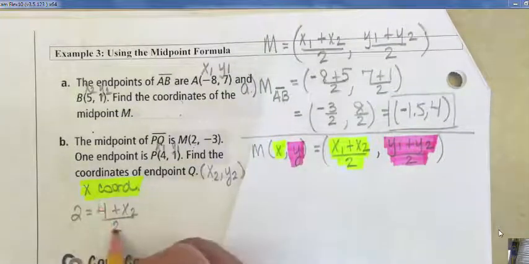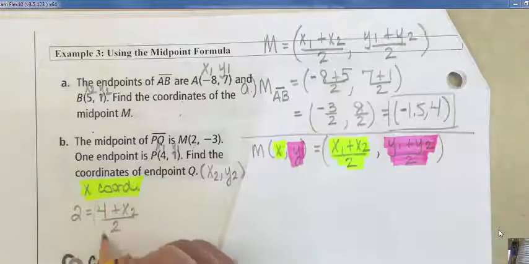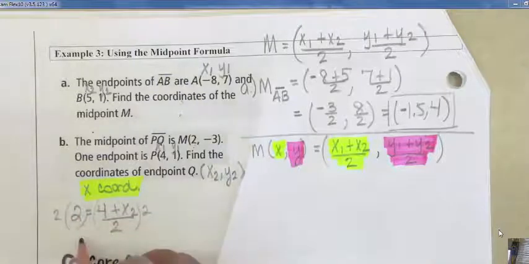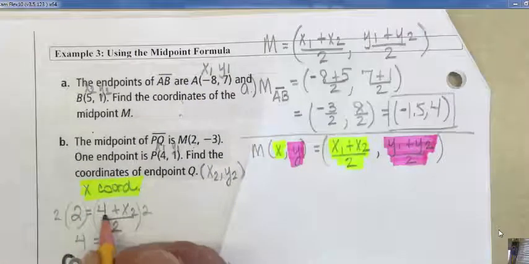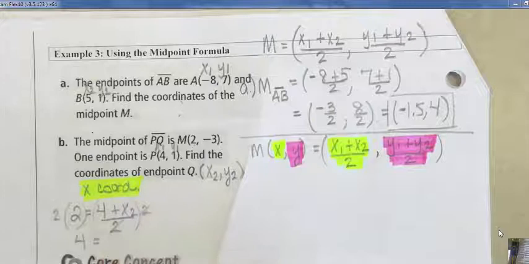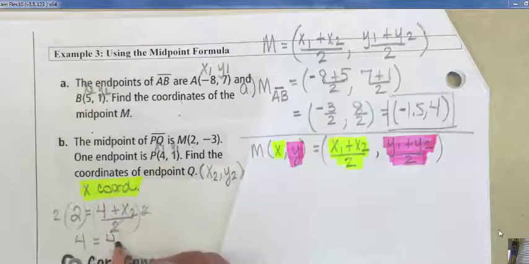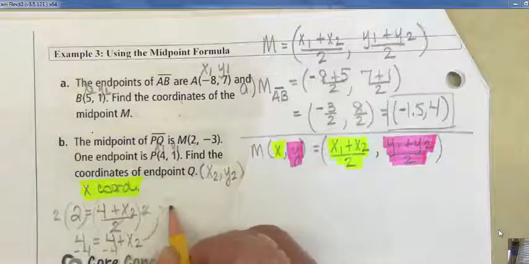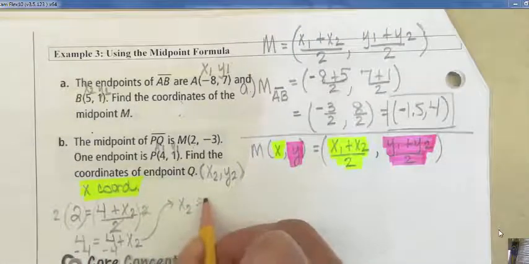So I'm going to multiply both sides here. I'm going to get rid of this 2, so I'm going to end up multiplying both sides by 2. So I end up with 4 equals, and then these 2's reduce, so this is 4 plus x2. And then I'm going to solve for x2. So basically I'm going to subtract both sides by 4, so I end up with x2 is equal to 0.